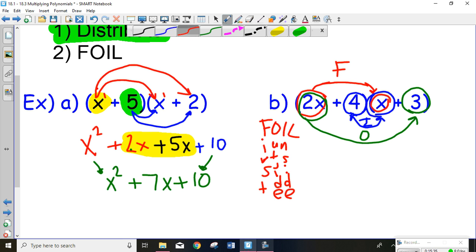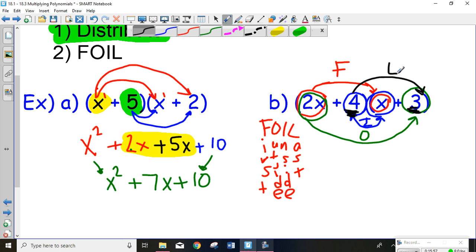And then finally, if F was first, then L is last. And so in this case, we're looking at this problem and we're looking at the last two numbers in each parenthesis. So here's the last number in the first parenthesis, here's the last number in the second parenthesis. And so in this case, that's my L.